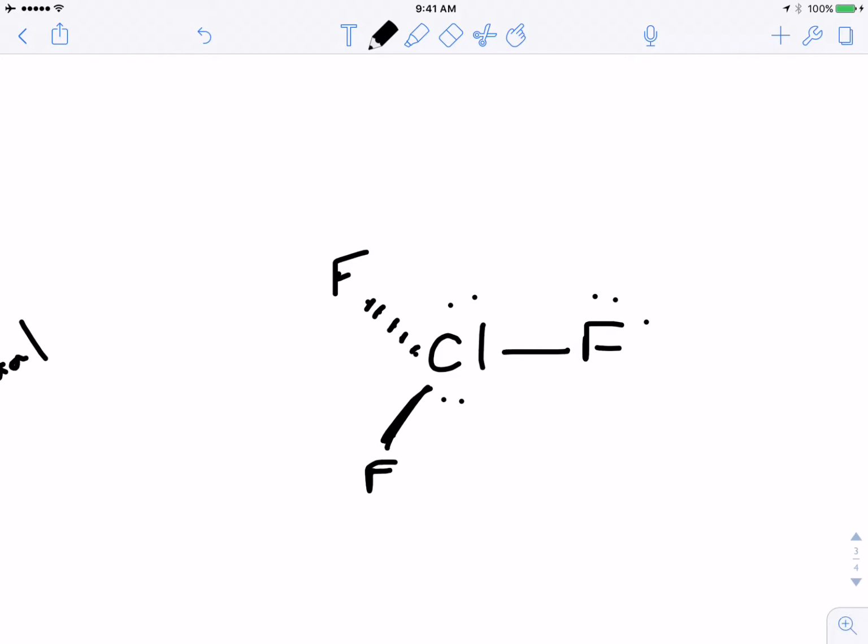This is how it should look on your Lewis structure. Something like that. And now if you want to put these lone pairs out here too, that's definitely acceptable. Trigonal bipyramidal. Awesome.